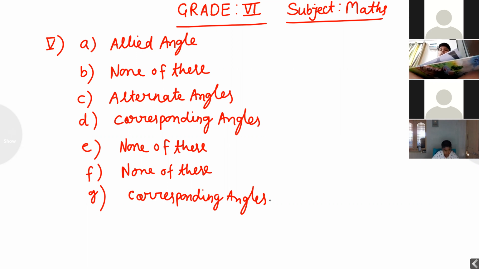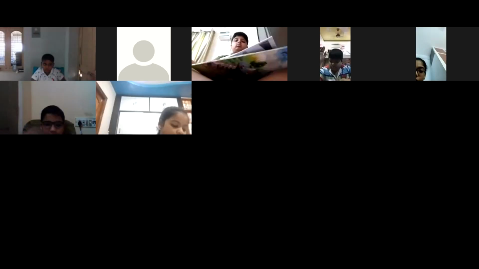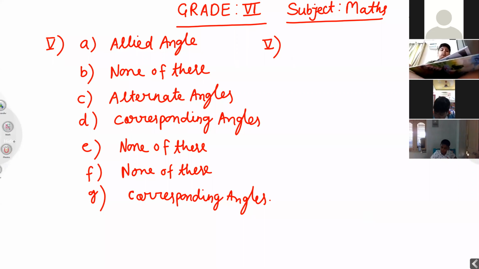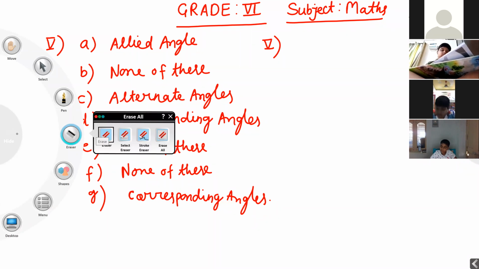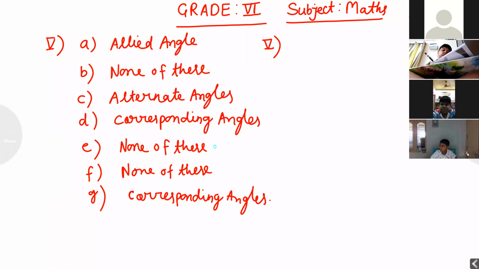Next, fifth bit. Line N is the transversal. E question, we can say also alternate angles, because they need to mention very clearly which alternate angle, interior or exterior. Actual answer is what? None of these. C and D both answer is none of these.